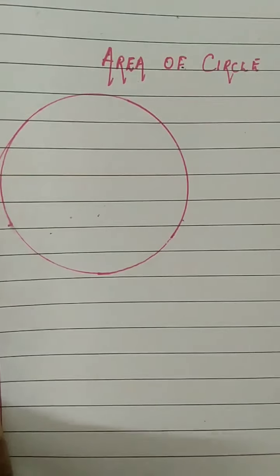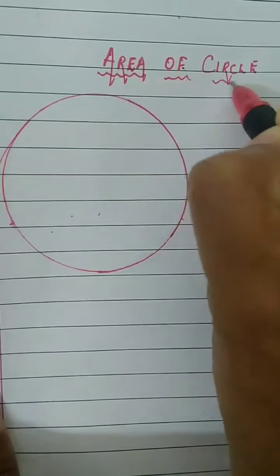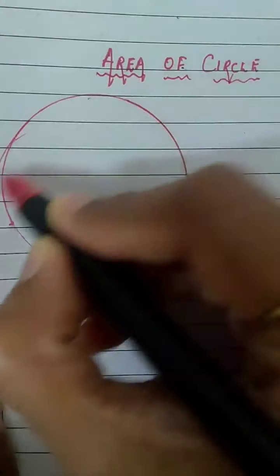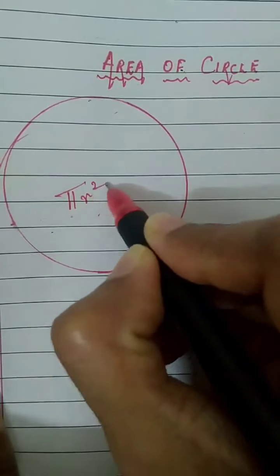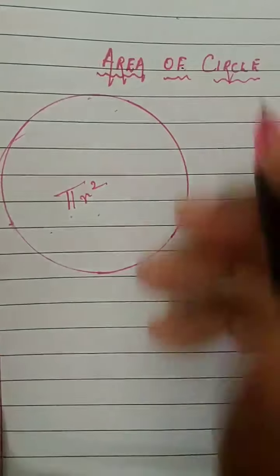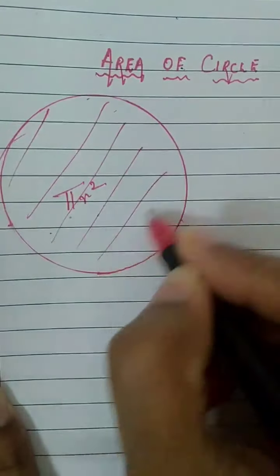Today let us discuss about area of circle. The formula for area of circle, the whole area of a circle, is pi r square. The formula for area of circle is pi r square, this whole area, pi r square.